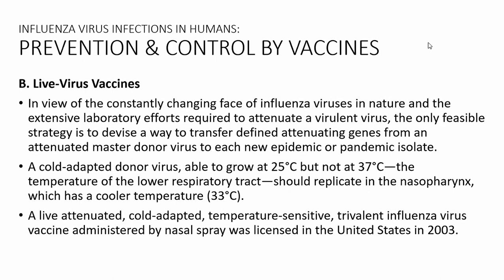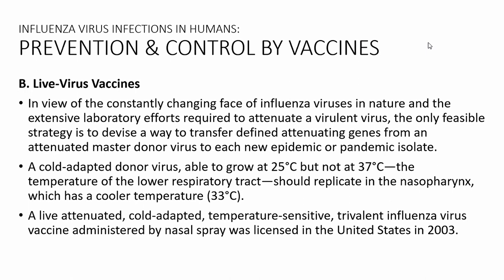For live virus vaccines, first, of course, the virus must be attenuated so as not to induce the disease it is designed to prevent. In view of the constantly changing face of influenza viruses in nature and the extensive laboratory efforts required to attenuate a virulent virus, the only feasible strategy is to devise a way to transfer defined attenuating genes from an attenuated master donor virus to each new epidemic or pandemic isolate.